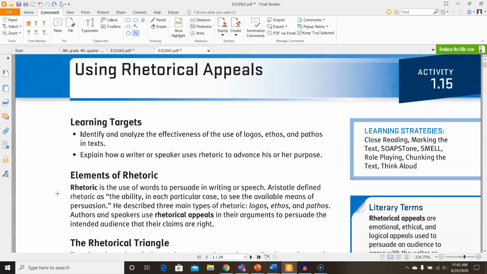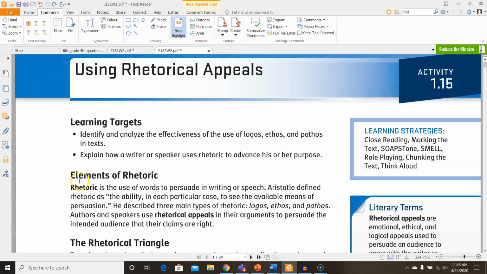Now, I think this lesson is particularly useful not only because it's going to help you on your exam and in future English classes, but also so you can identify when somebody is trying to persuade you to their side and what techniques they're using to try to manipulate you in that way. So let's look over the elements of rhetoric.